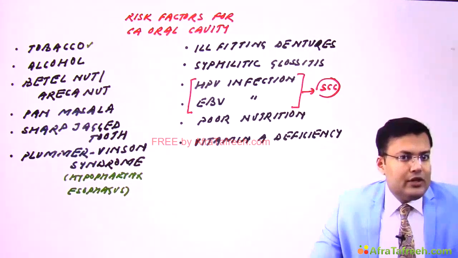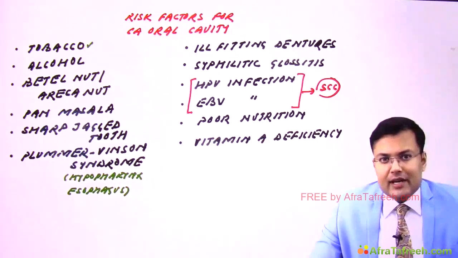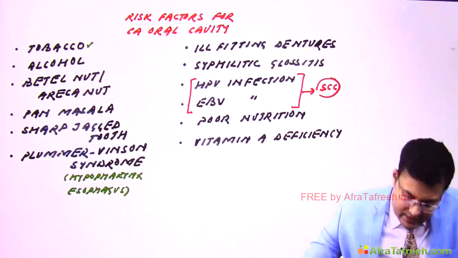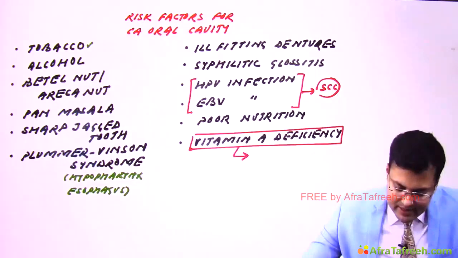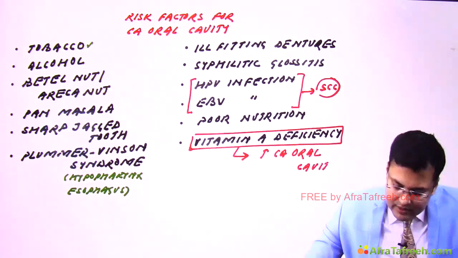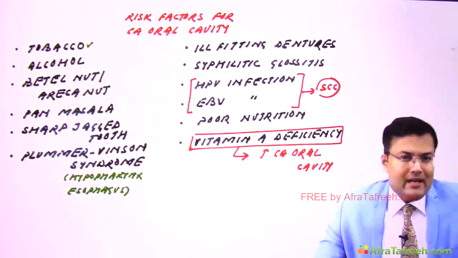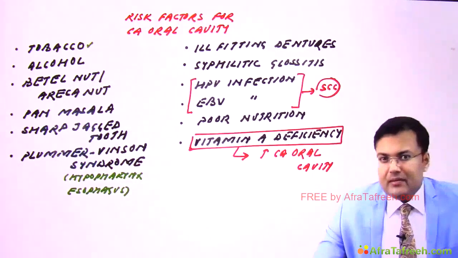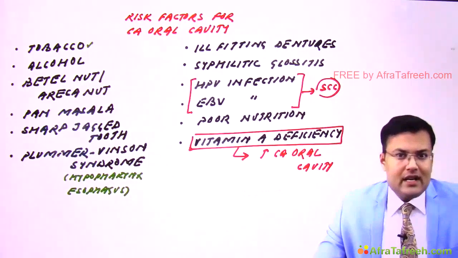If there is poor nutrition, zinc deficiency, vitamin A deficiency, the patients are very prone to develop carcinoma oral cavity. And this question was asked in a latest exam, that vitamin A deficiency increases the risk of carcinoma oral cavity. You have to remember. Now see, there are conditions with malignant transformation. So there are high risk lesions, medium risk lesions and low risk lesions which are associated with carcinoma oral cavity.